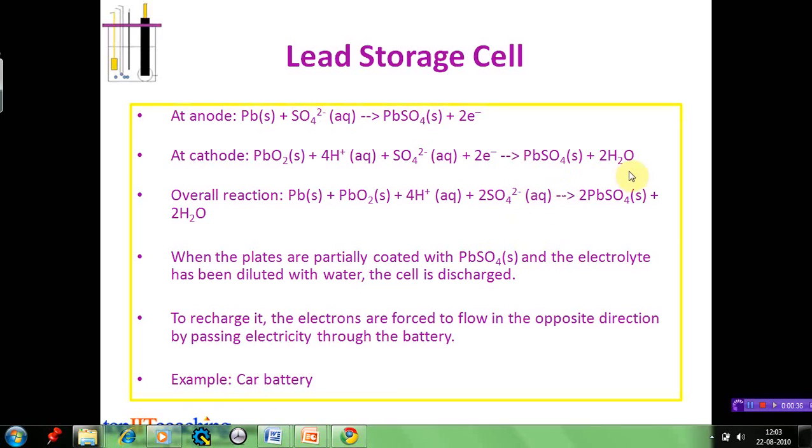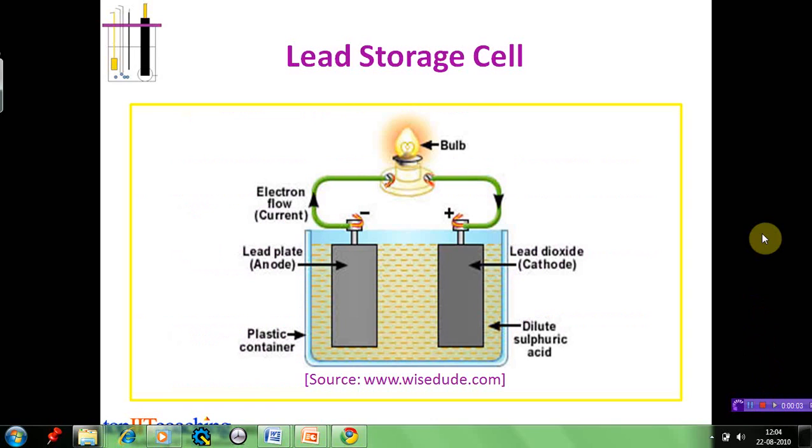Now, when the plates get coated with lead sulfate formed in the cell reaction and the electrolyte gets diluted with water formed during reduction, the cell gets discharged. To recharge the cell, the electrons are to be forced to flow in the opposite direction, which is done by passing electricity through the battery. The normal car battery that we use every day is a lead acid battery.